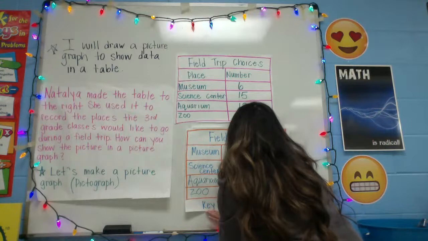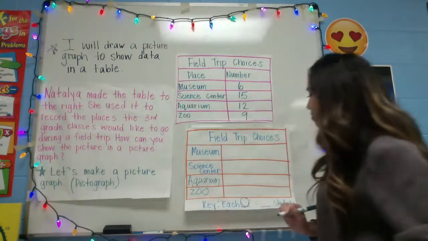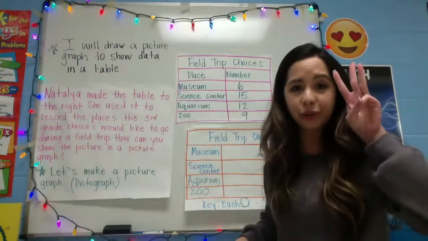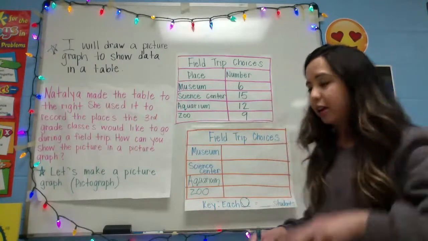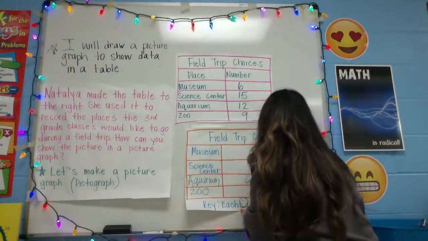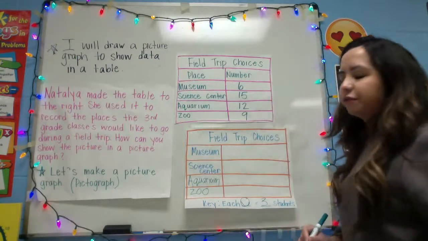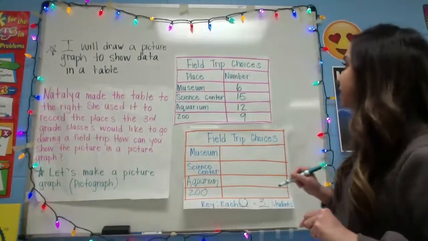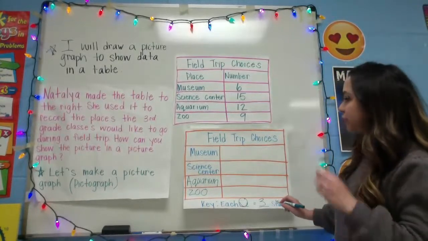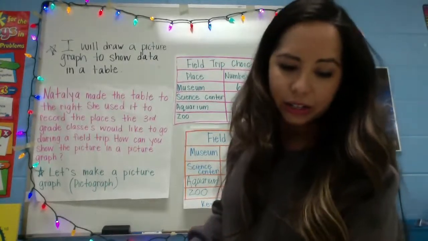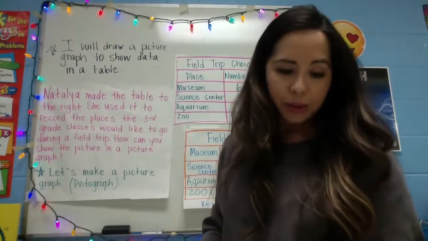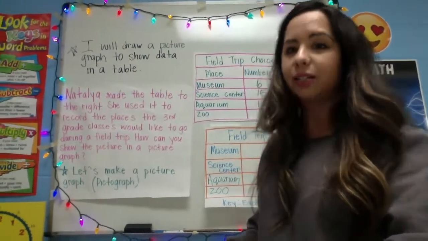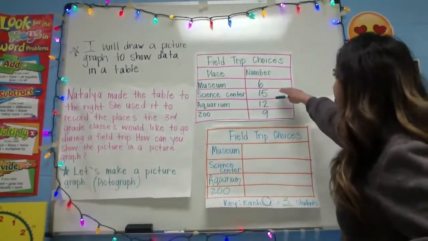So each smiley face, just like that, we don't want to go all fancy. Each smiley face is going to represent 3 students. So we're going to count by threes in a minute, okay, for a pictograph. So each smiley face that I'm about to draw represents 3 students. All right, so let's now draw the correct number of pictures for each field trip choice. So let's start with the museum.